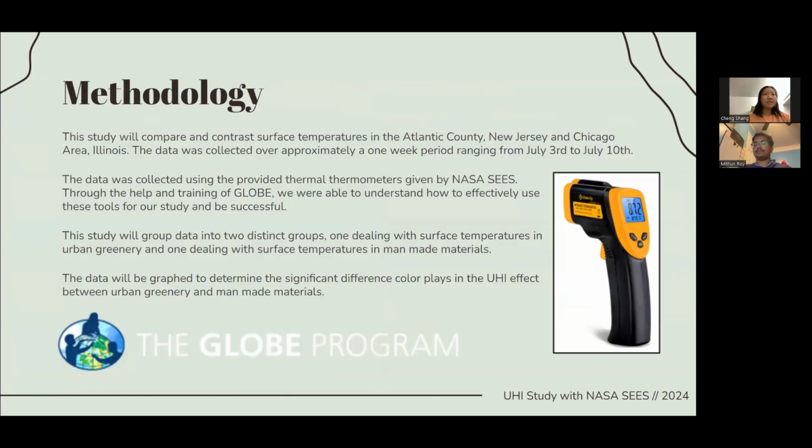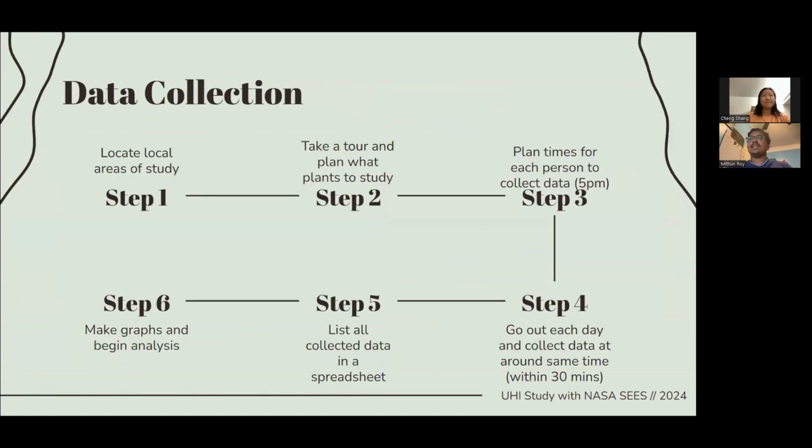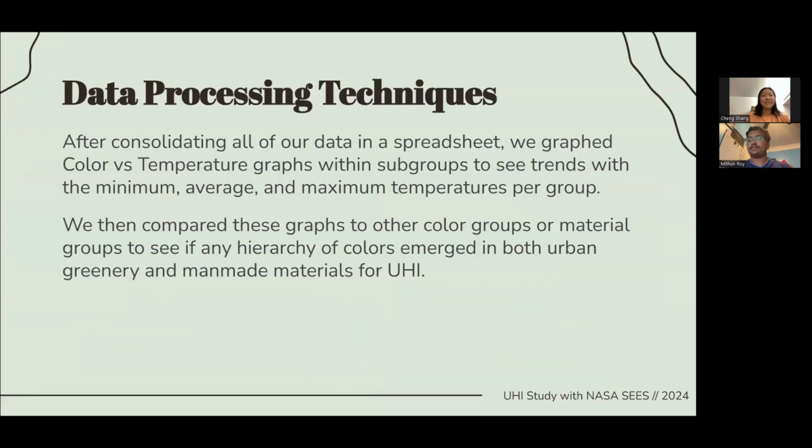So for our methodology, we wanted to compare and contrast the surface temperatures in our areas. We collected the data for a week, and we also used knowledge from GLOBE, and then we split them into two distinct groups, and then we graphed them to determine the effects. And then this is our data collection timeline. For data processing, we basically just graphed our data on a spreadsheet, and the data included minimums, averages, and maximums.